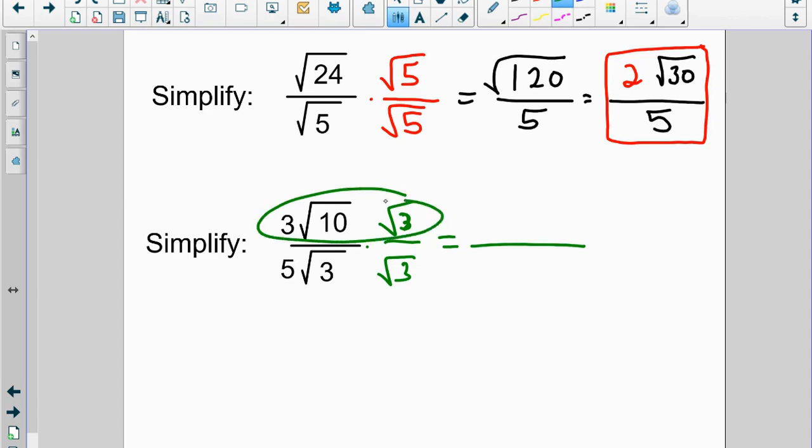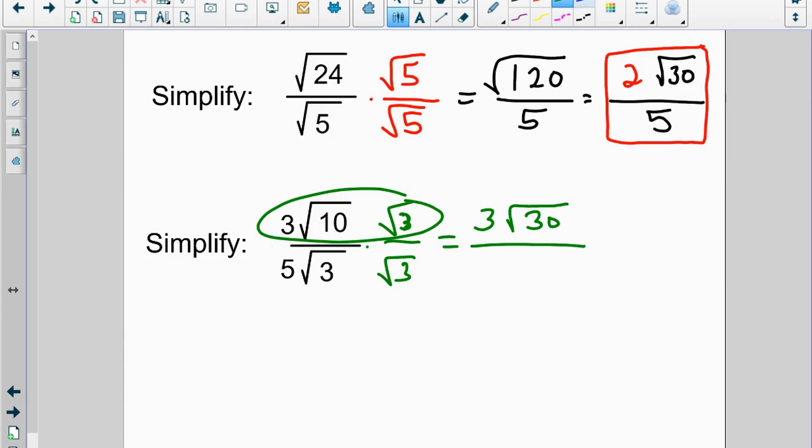Across the top, I have a regular number, like the 3. I have a square root of 10, and I have a square root of 3. So I can multiply the square roots together to get square root of 30. That's the 10 times 3. But then I also had that just regular 3, that coefficient at the very beginning that we want to go ahead and just keep there at the beginning.